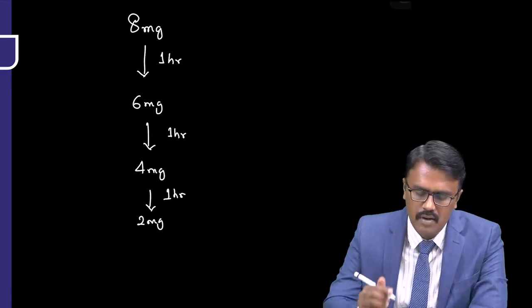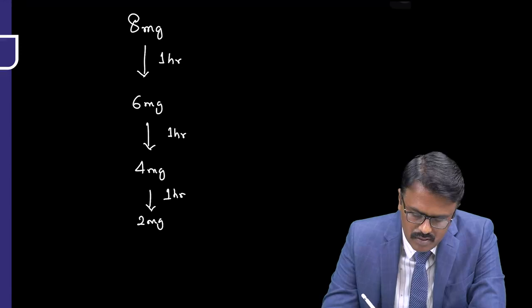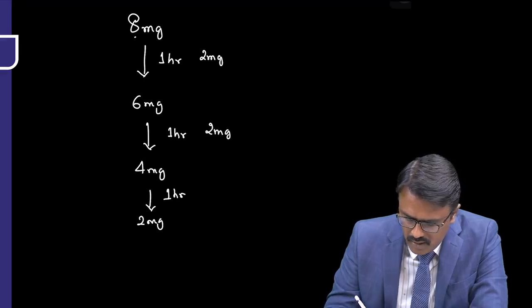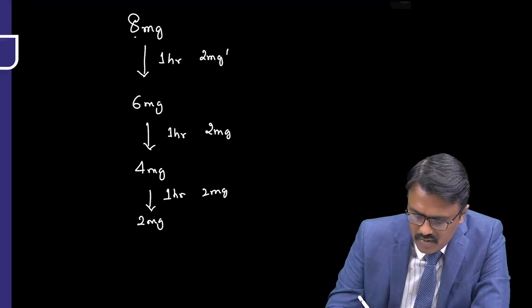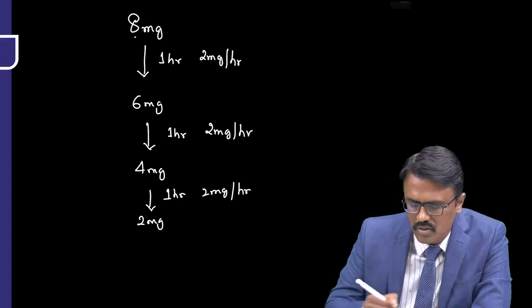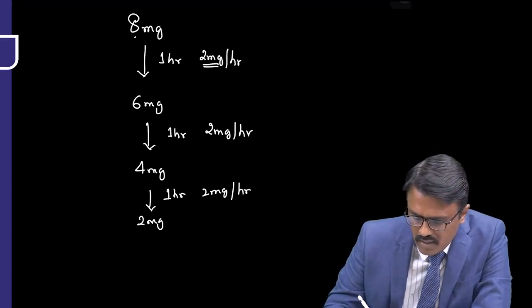Now every hour, what is the amount going out? You can see 8 becoming 2, how much is going out? 2 milligram. Here it is 2 milligram, here it is 2 milligram. So however much of the drug you give, the elimination rate remains sustained. So a constant amount is going out.